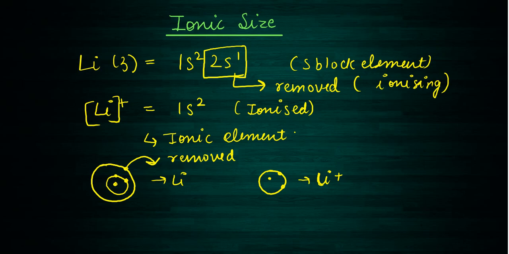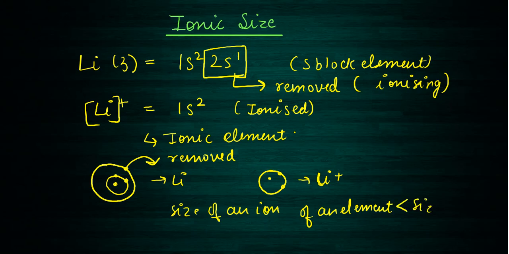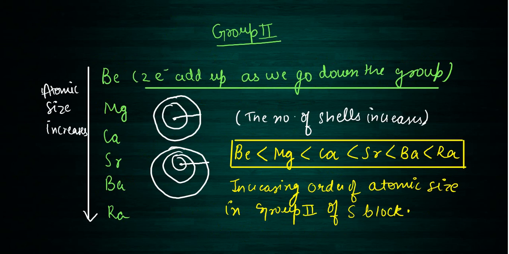Hence, we get to know the fact that the size of an ion of an element is always less than the size of its parent atom. So, if I check the size between lithium and lithium positive, lithium positive will be smaller and lithium will be larger. Hence, this is what an ion is.